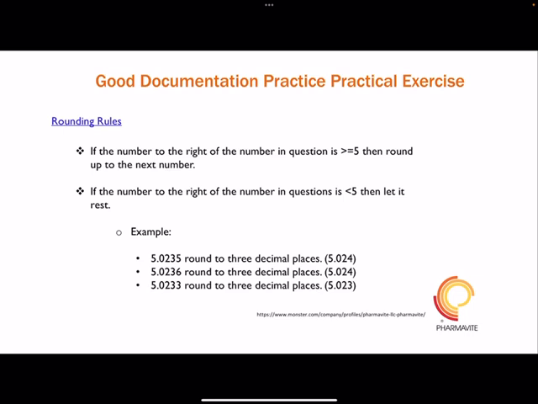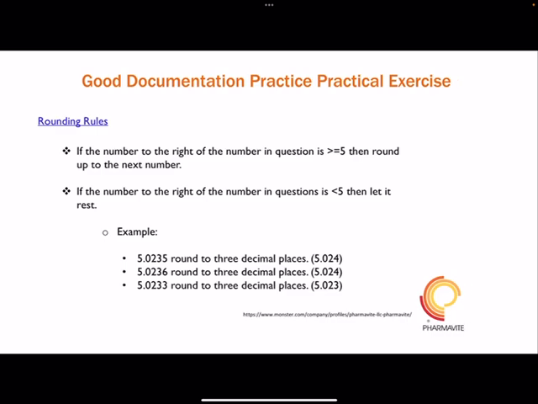However, in this last example, the number to the right of the digit in question is less than 5. So I'm going to let that digit in question rest. 5.0233, rounded to 3 decimal places, because remember, less than 5, let it rest, is 5.023.